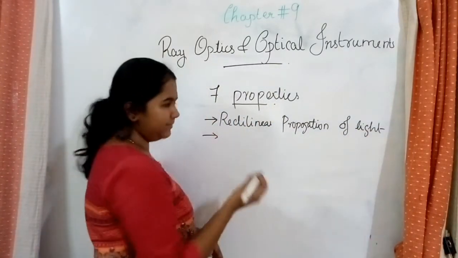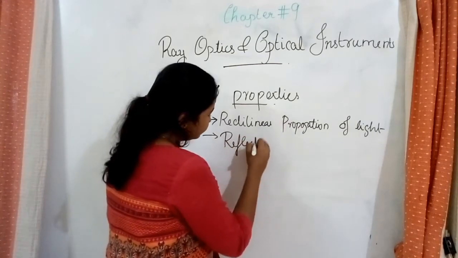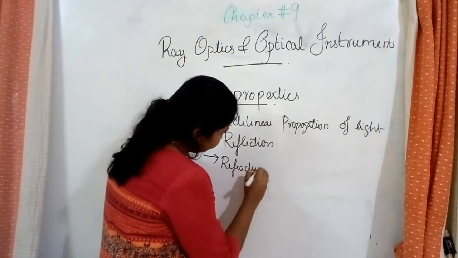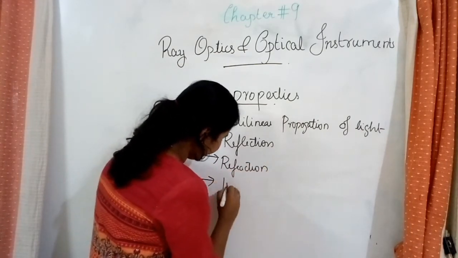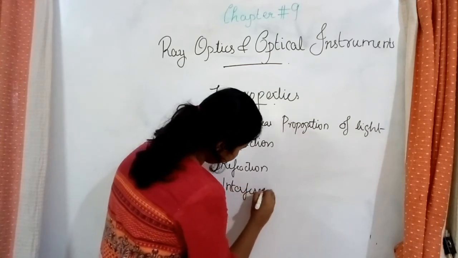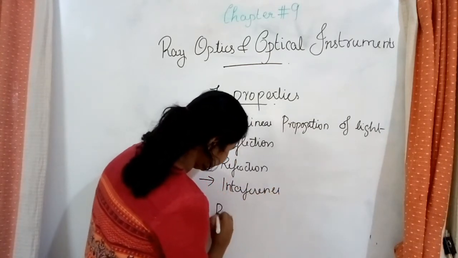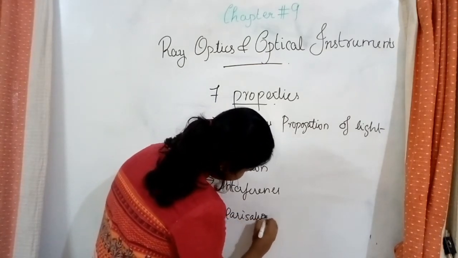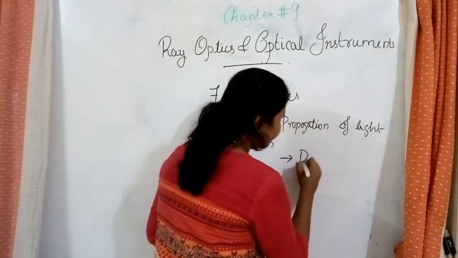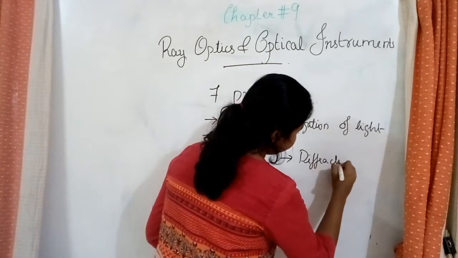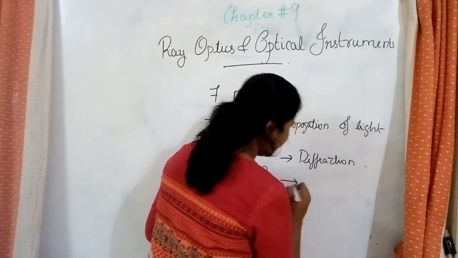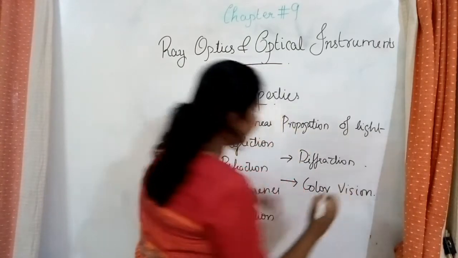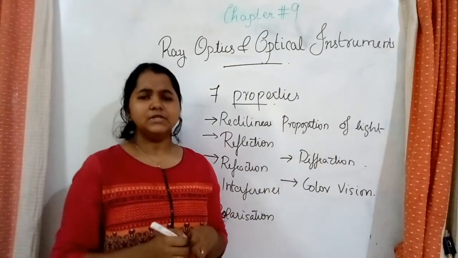Second one is a common phenomenon called reflection. The third one is refraction. Fourth one is interference. Fifth one is polarization. Sixth one is diffraction. And the seventh one is coloration. These are the 7 properties of light.